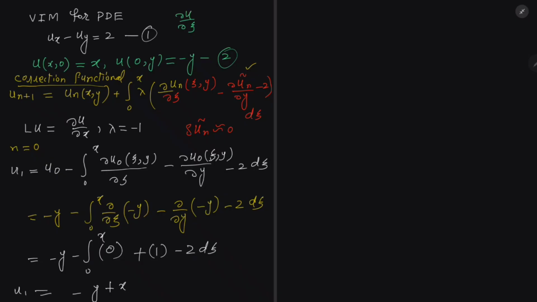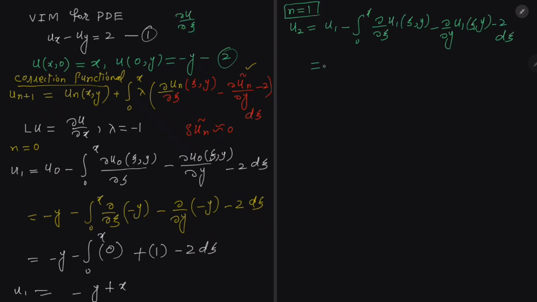Similarly, I leave this to you to find the second solution. For n equal to 1, we get u2 is equal to u1 minus the integral from 0 to x of partial by partial xi of u1(xi, y) minus partial by partial y of u1(xi, y) minus 2 d xi.